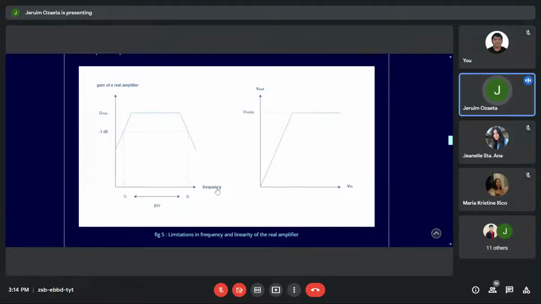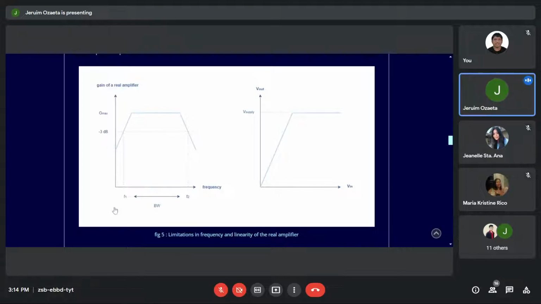Take note of the frequency here. The higher it goes to the far right, the frequency must be increasing. So at the lower frequency, there is also a gain such that the gain begins at negative 3 dB, and then it will rise. And then when it starts to fall at negative 3 dB again, that will be the limit at the upper bandwidth.